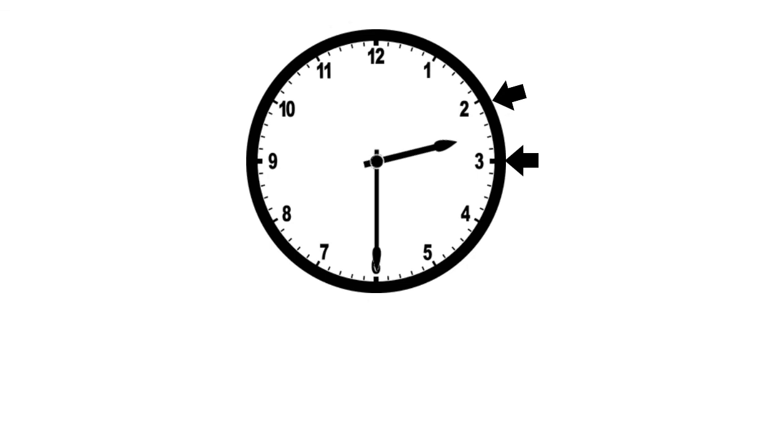Where is the minute hand pointing? It is pointing at the number 6. So let's find out how many minutes has passed. To find out how many minutes has passed, we'll count by 5.